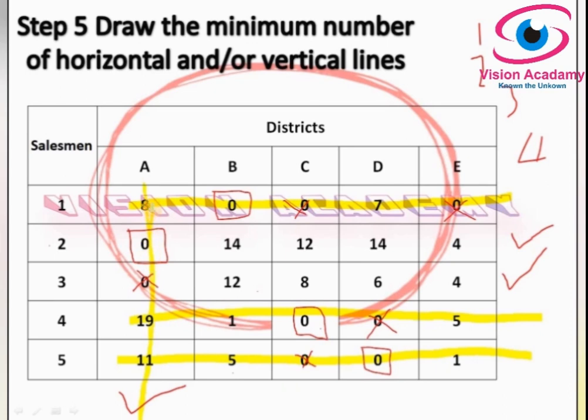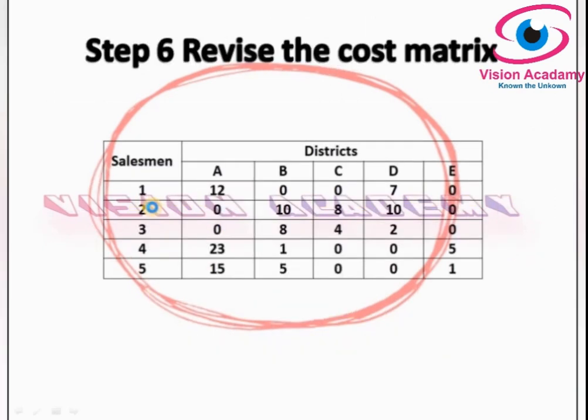So this is about step number 5. 1 2 3 4. So we have completed step number 5.1, 5.2, 5.3, 5.4. So after this you should move to step number 6. Step number 6 says revise the cost matrix. That is very important. In step number 6 you have to revise the cost matrix.